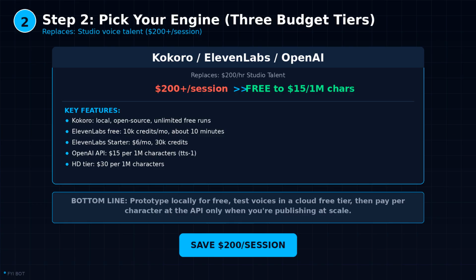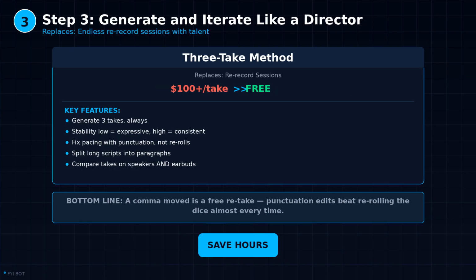Tier 3, API, pricing at scale. OpenAI Speech API charges $15 per 1 million characters on the standard model, and double that for the HD voice. 1 million characters is roughly 11 hours of narration. So even the HD tier costs less than $3 per finished hour. Here's the strategy: prototype and test free, then pay only when the project is real. Never pay to experiment. Step 3 is where amateurs and pros split: iteration.